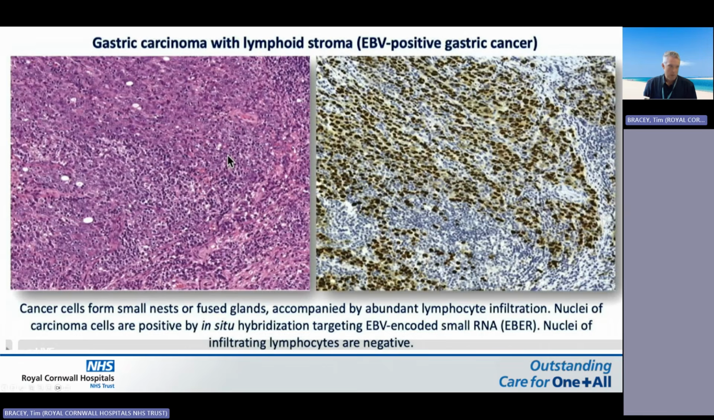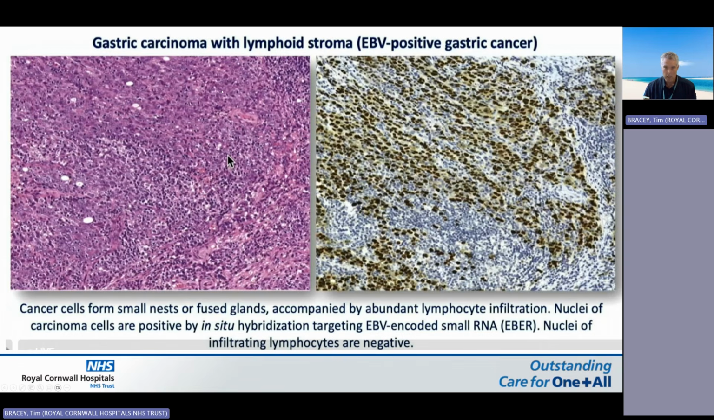This is just some other subtypes which I think are important to know about. This is the gastric carcinoma with lymphoid stroma, which we used to call lymphocyte-rich gastric cancer. The archetypal one is the EBV positive. These have nests or fused glands. They can either be an intestinal type pattern or a diffuse type pattern. They're more likely to be the cohesive pattern, and they're either EBV positive or they have another abnormality, which I'll move on to.